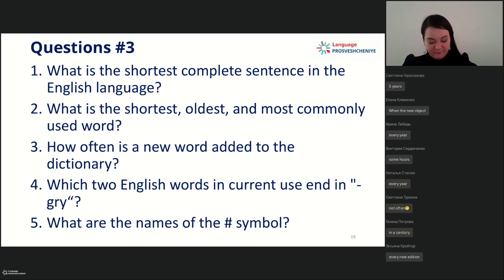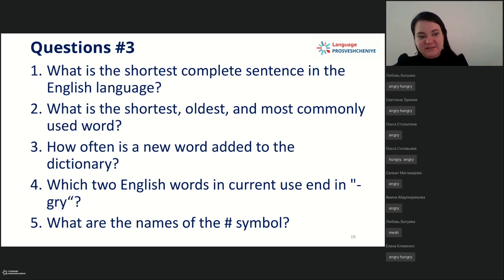Which two English words in current use end in G-R-Y? Angry, hungry. Fantastic, very good. And question number five. What are the names of this symbol you can see on the slide? How is this symbol called?